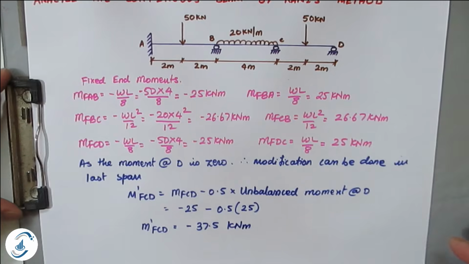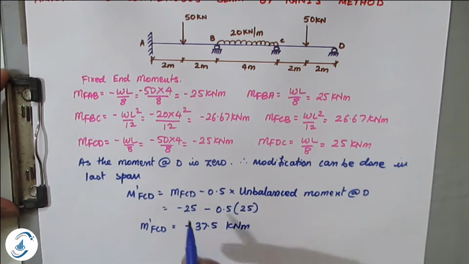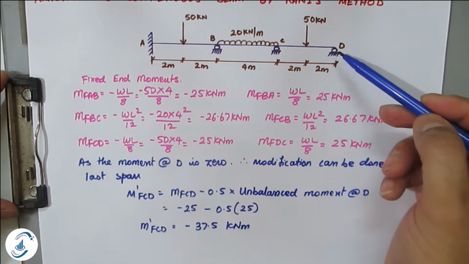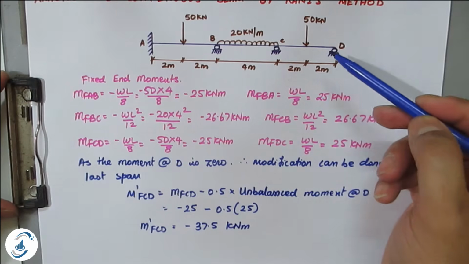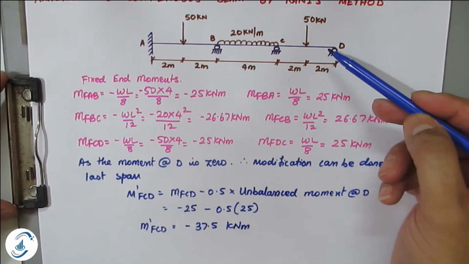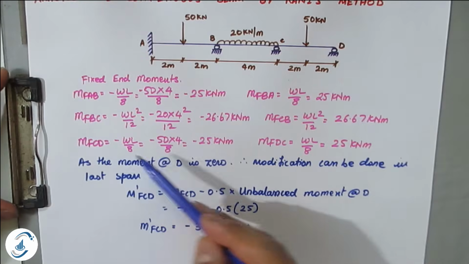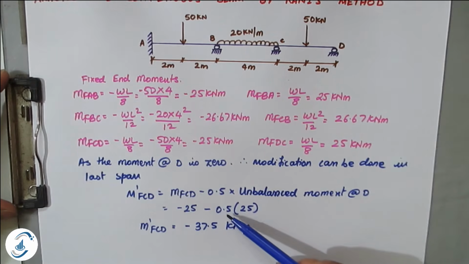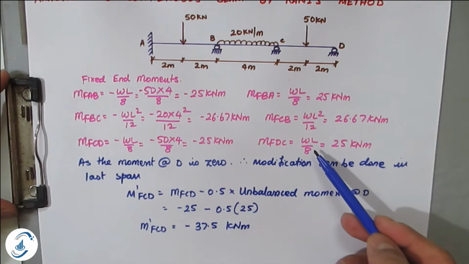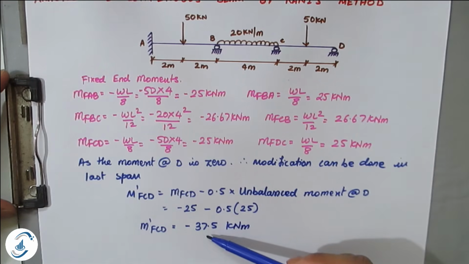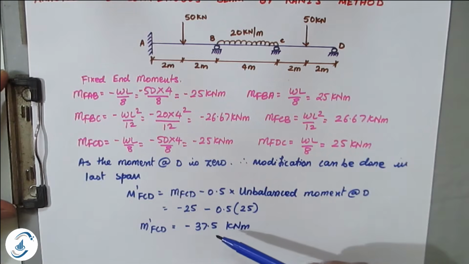So I think you have understood what we have done. We have made this DC as 0, and with respect to DC as 0, the new value of MFCD comes into the picture. The old MFCD value was minus 25. So that is minus 25 minus 0.5 times the old MFDC value, that is 25. Once you calculate this, you will get the new value of MFCD, that is minus 37.5 kilonewton meter.